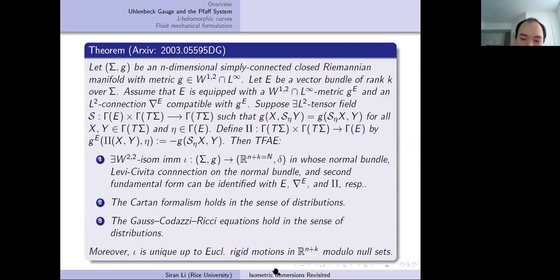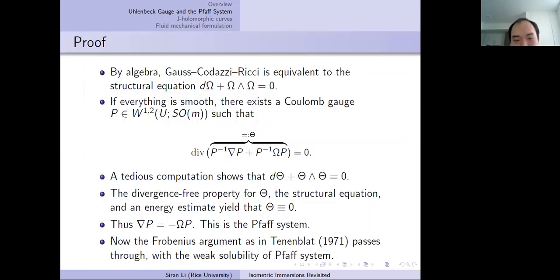Well, of course, we want to talk about the PDEs in the weak sense, or in the distributional sense. And as remarked, this L^2 is optimal for these equations to be defined distributionally. Also, in this case, the isometric immersion ι, whose existence is shown, is unique up to Euclidean rigid motions. Of course, there are other technicalities, so we have to throw away some Lebesgue null sets.